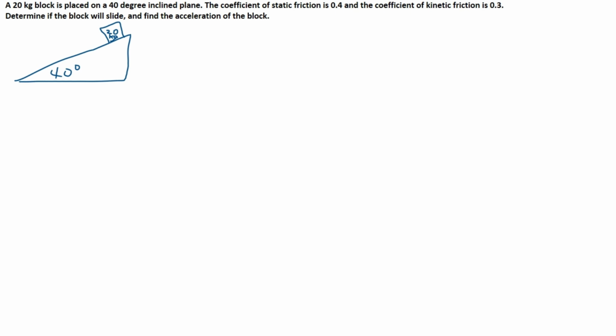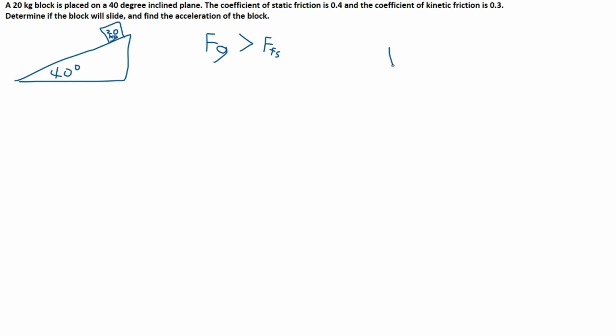For this next question, a 20 kilogram block is placed on a 40-degree inclined plane. The coefficient of static friction is 0.4 and the coefficient of kinetic friction is 0.3. Determine if the block will slide and find the acceleration of the block. In order for the block to slide, we need that the force of gravity is greater than the force of static friction.